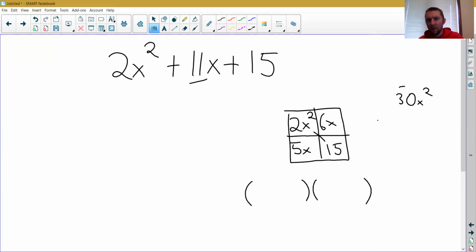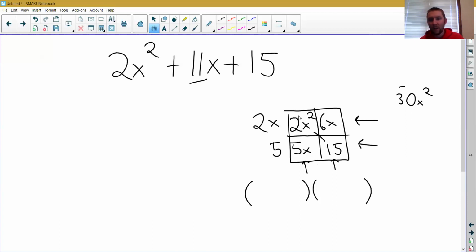And we did that by going across and finding our greatest common factors, right? So 2x squared and 6x. 2 and 6 can both be divided by 2, and they do both have an x. 5x and 15, they can both be divided by 5, but they don't both have an x. And then going up, we found our other greatest common factors for our other set of parentheses.